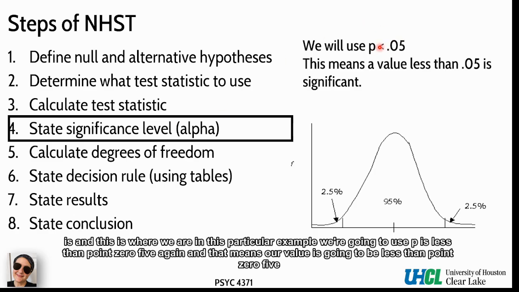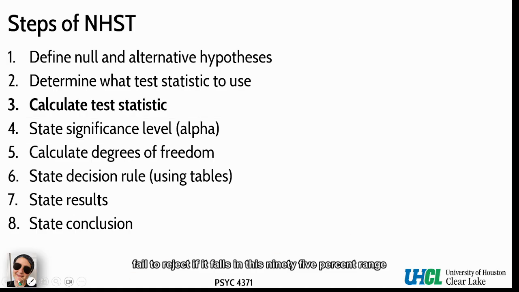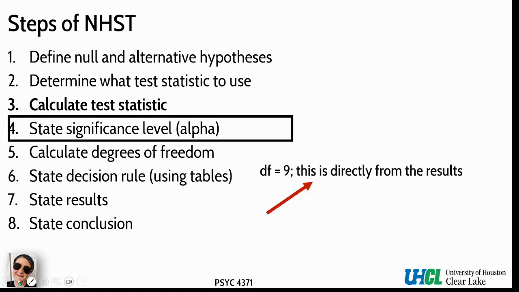We're going to use P is less than 0.05 again, and that means our value is going to be less than 0.05 to be significant. That's our P value. We're going to leave it two-tailed, so we're going to divide that P into 2 segments, one on each side of the distribution. And we're going to reject the null if it falls down here or over here, and we're going to fail to reject if it falls in this 95% range.